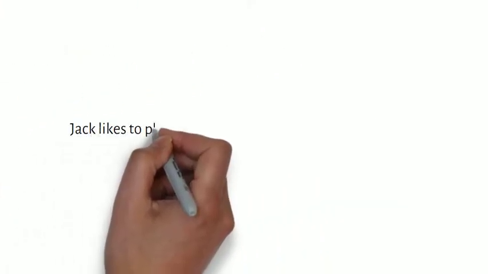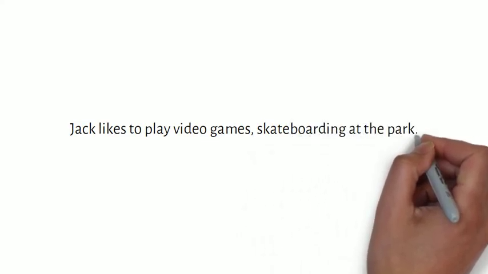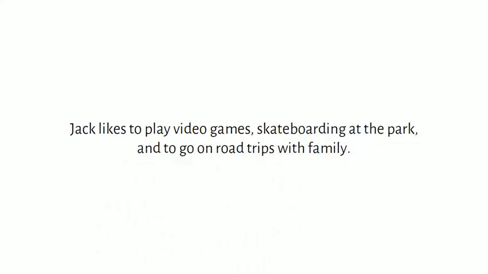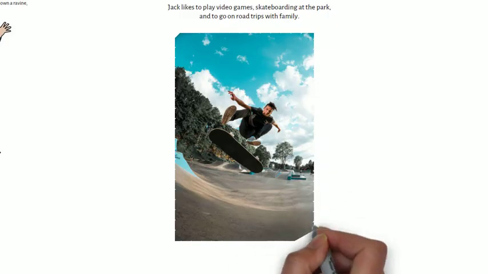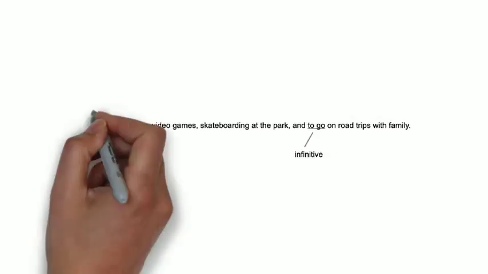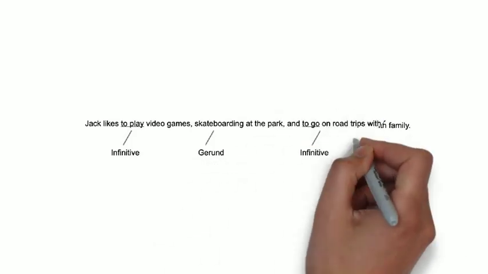Here is another example. Jack likes to play video games, skateboarding at the park, and to go on road trips with family. Which part of this sentence is structurally inconsistent with the rest? I'll give you 5 seconds to think. If you said skateboarding at the park, you are correct. To play video games and to go on road trips are both infinitives. Skateboarding at the park is a gerund.